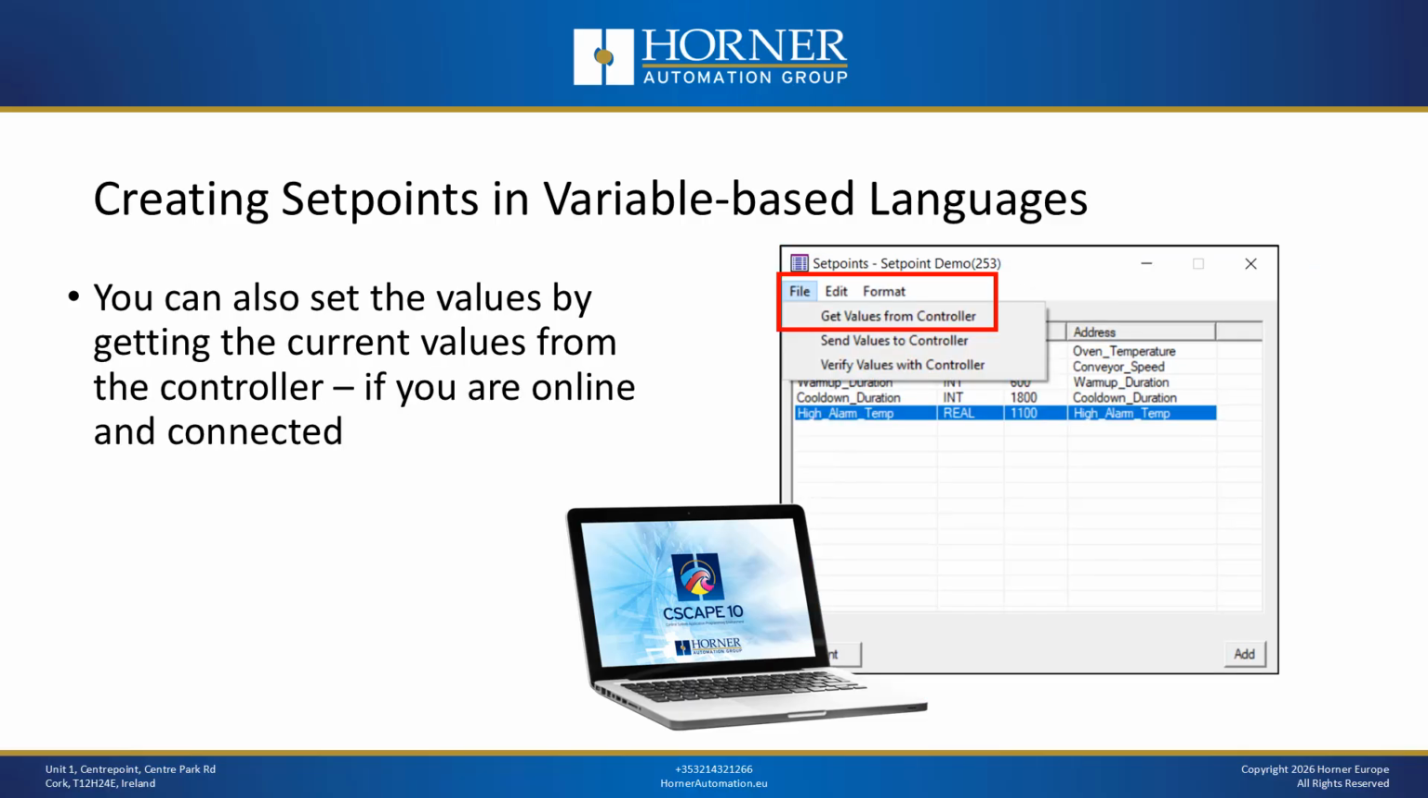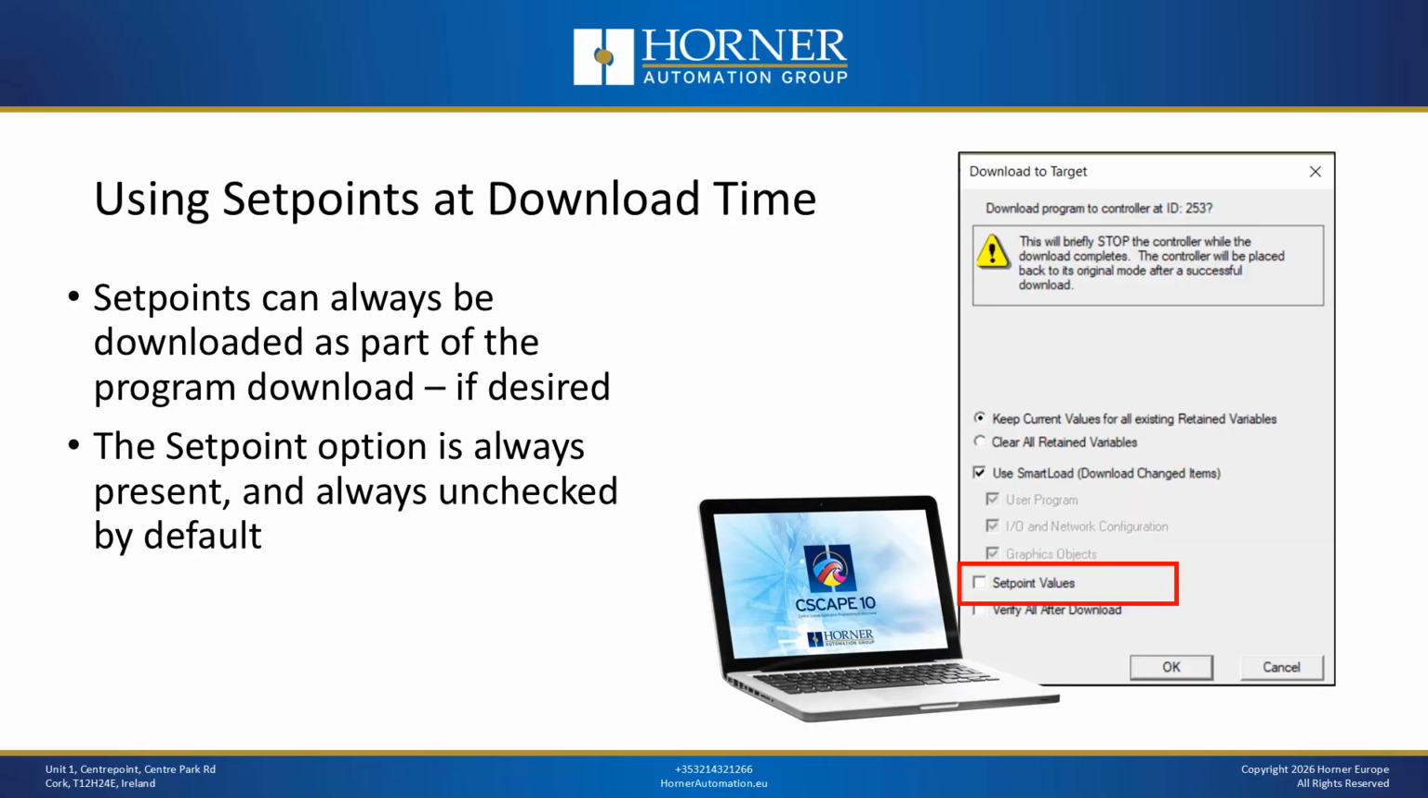Alternatively, if your controller is online, connected to your computer, and has all the variables on it with values you are happy with, you can simply navigate to the top of the Set Points menu, click on File, and select Get Values from Controller. You also have the option, on every download, to download the set point values alongside your program. This option is always present and always unchecked by default.